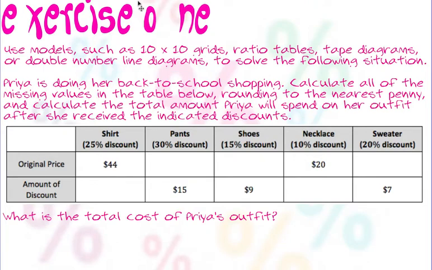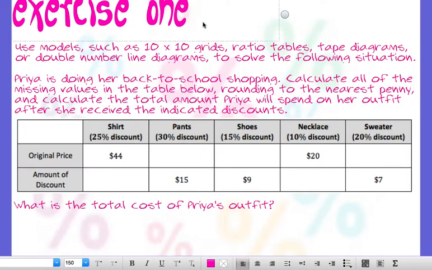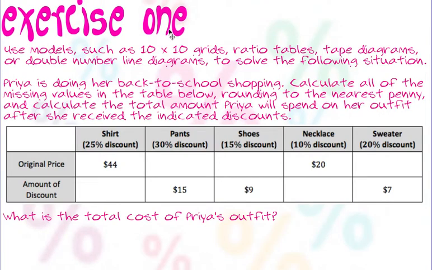All right, so now we're on to exercise 1. In exercise 1, we're going to use models like the 10 by 10 grid, ratio tables, tape diagrams, double number line, whatever we want to use. And we're going to solve the following situations. Priya is doing her back to school shopping, and we're going to calculate all of the missing values in the table below, rounding to the nearest penny, and calculate the total amount Priya will spend on her outfit after she received the indicated discounts.